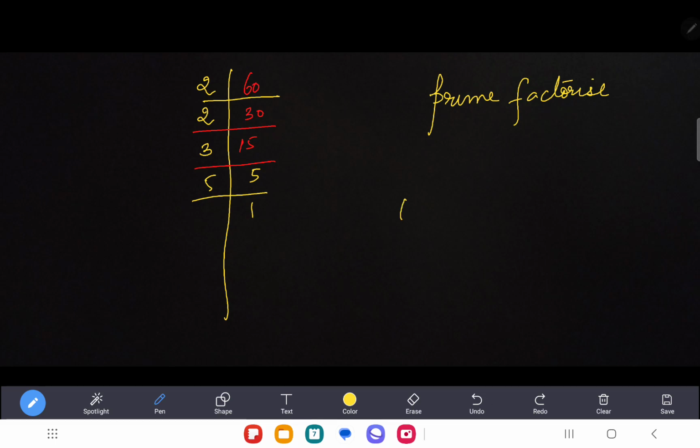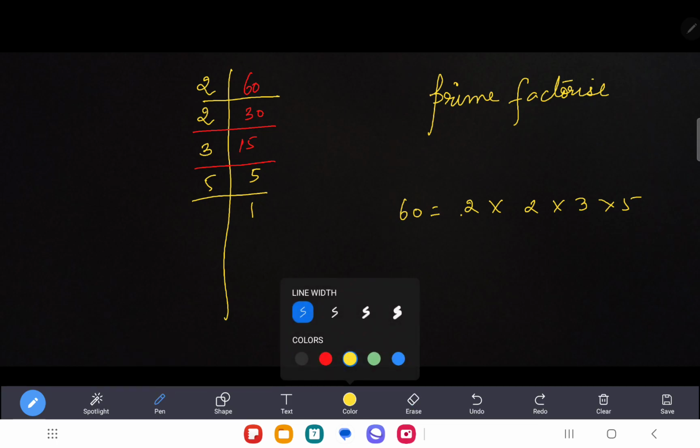So, how should I write down 60 as? 2 times 2 times 3 times 5. So, these are the factors, Adam. Do you understand? 2 is a factor of 60, 3 is a factor of 60, 5 is a factor of 60. So, all factors of 60 you can make from here. Are you understanding my point? Any doubts in this? Are you sure? Okay, that is the concept.